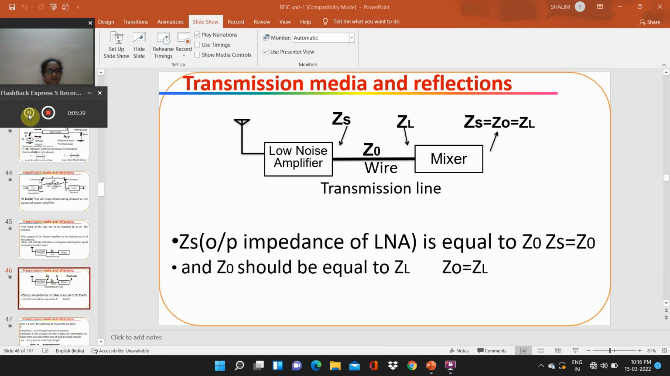Here Zs is equal to the output impedance of the LNA, which is equal to Z naught, and Z naught should be equal to ZL.